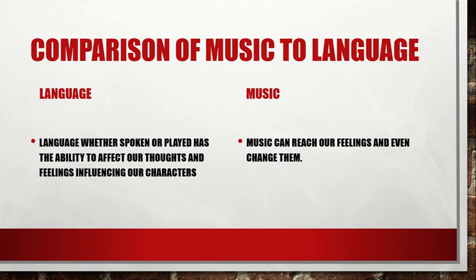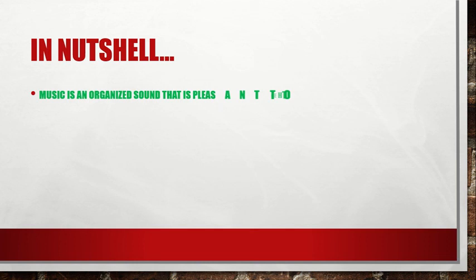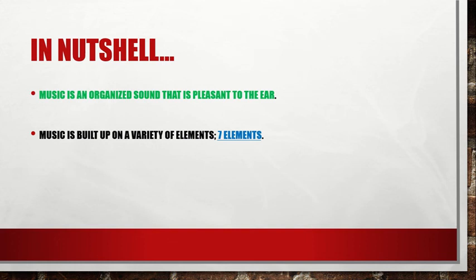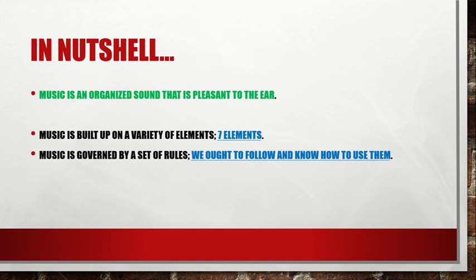So what are we trying to say in a nutshell? That music is organized sound that is pleasant to the ear. Now, this specific music is built up of a variety of elements. In a nutshell, we have seven musical elements. We shall look at them in the next lecture. Music is also governed by a set of rules, so we ought to follow and know how to use them. We have to stay in the cocoon of those particular laws. We should not go out. Remember, the person applying those laws is under the laws, and the person giving the laws is even under the law still. So we just have to be governed by the rules.